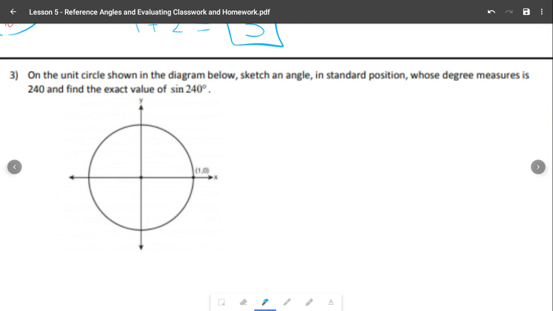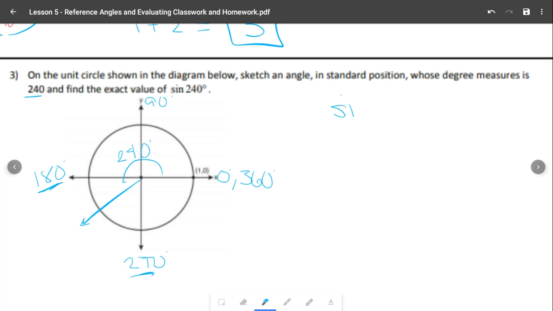Question 3. On the unit circle shown in the diagram below, sketch an angle in standard position whose degree measure is 240, and then find the exact value of sine of 240. So you remember 0, 90, 180, 270, 360, 240 would fall in the third quadrant. It's between 180 and 270. And we rotate counterclockwise. So there's my angle of 240.